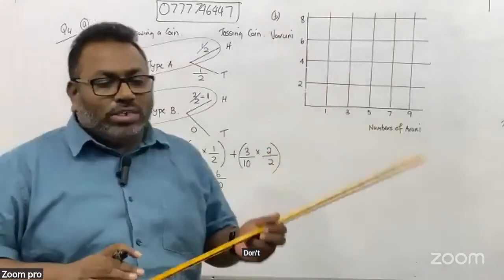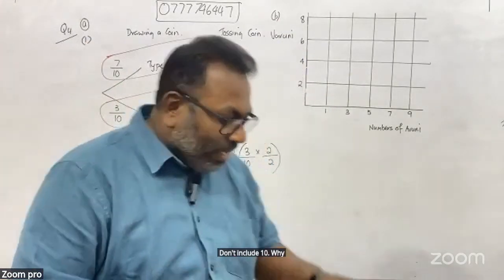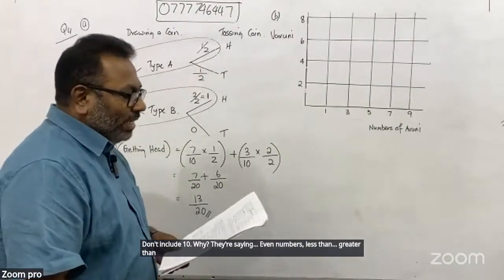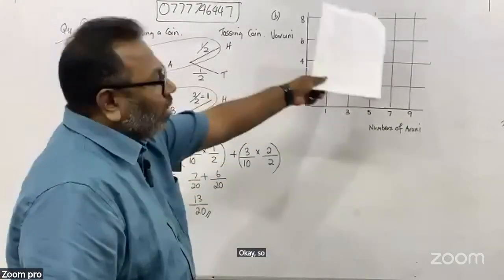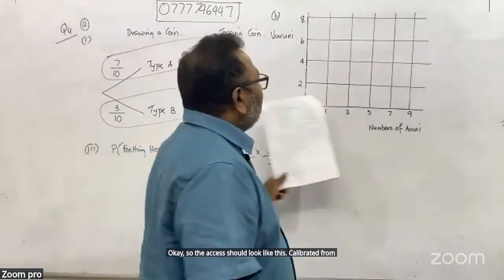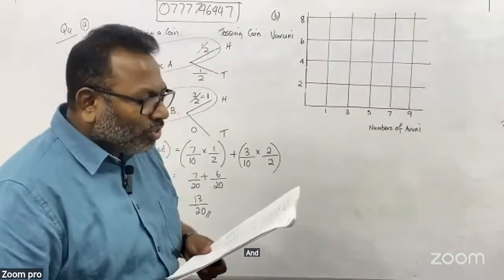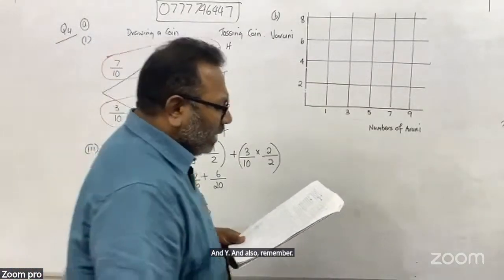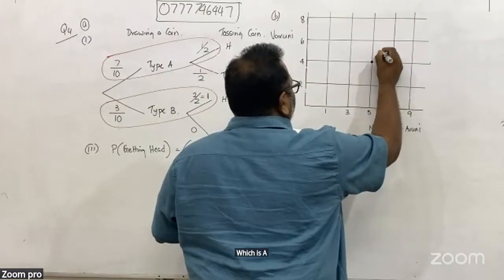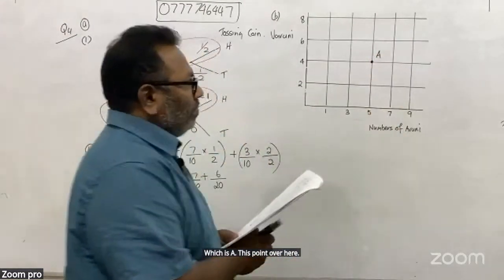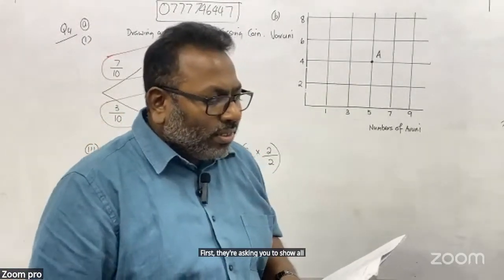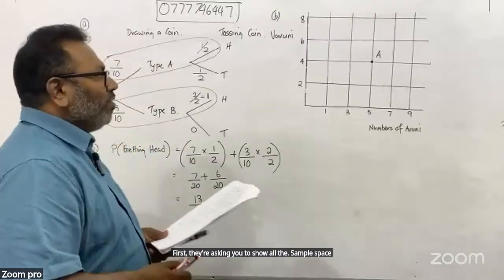Don't include 10. Why? They are saying even numbers greater than 0, less than 10. Okay, so the axis should look like this, calibrated from X and Y. And also remember, they have marked a point here, which is A. This point over here, they named it as A. First, they're asking you to show all the elements of your sample space.